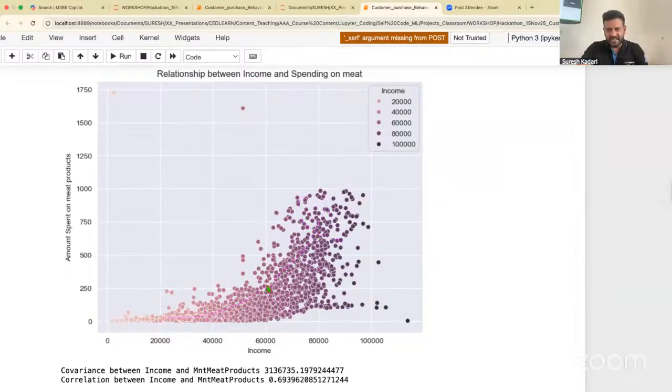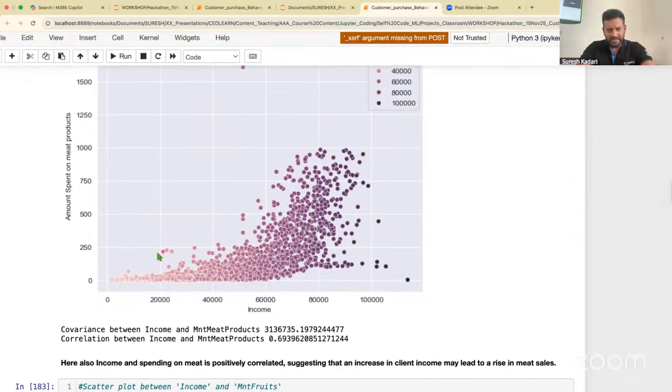But see, this is not a straight cut. That's why it is 0.7. The correlation is 0.7 positive. Got it? But you see, covariance is different. Why do we not believe in covariance? Why do we go for correlation rather than covariance?